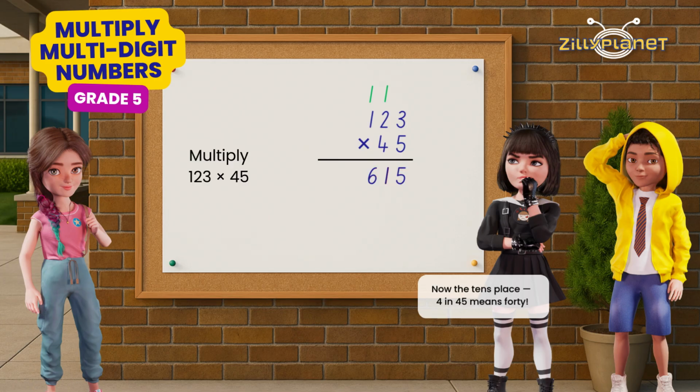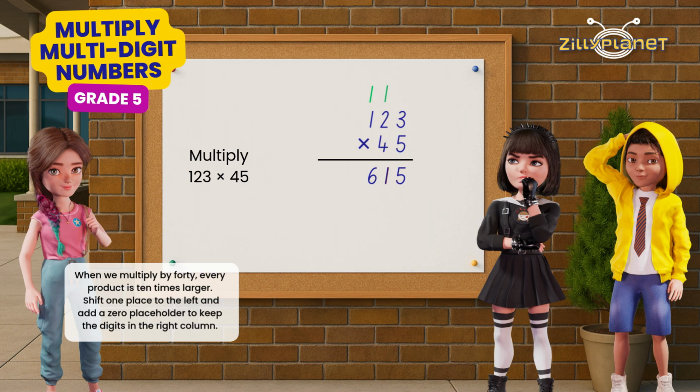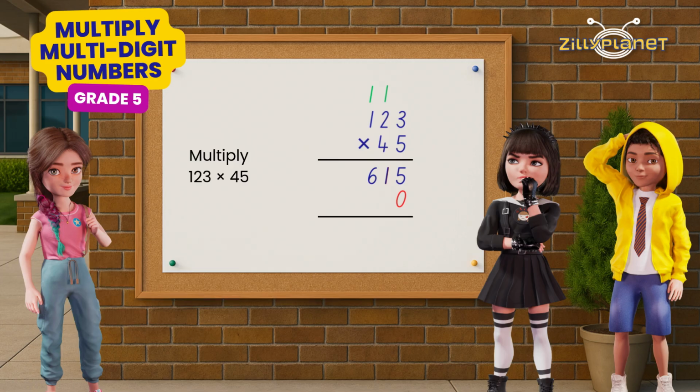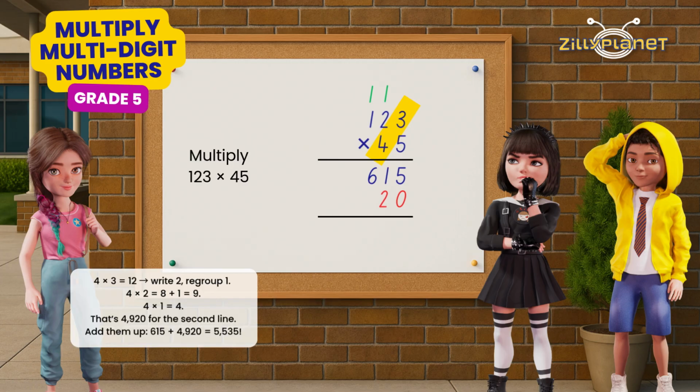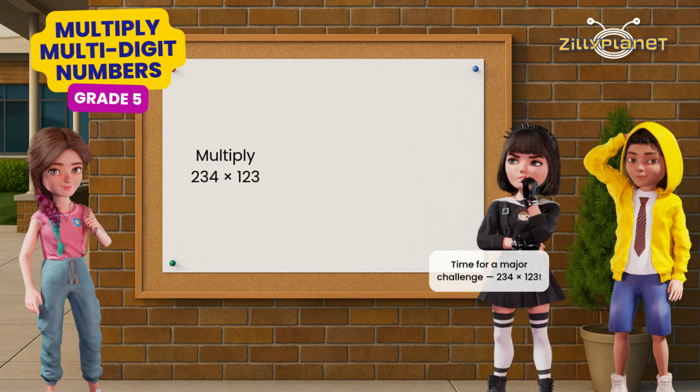Now the tens place. 4 in 45 means 40. When we multiply by 40, every product is 10 times larger. Shift one place to the left and add a zero placeholder to keep the digits in the right column. 4 times 3 equals 12. Write 2, regroup 1. 4 times 2 equals 8 plus 1 equals 9. 4 times 1 equals 4. That's 4,920 for the second line. Add them up. 615 plus 4,920 equals 5,535.